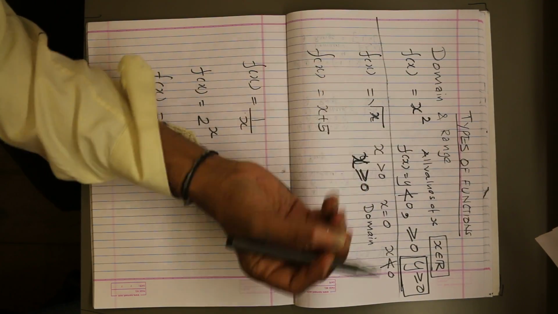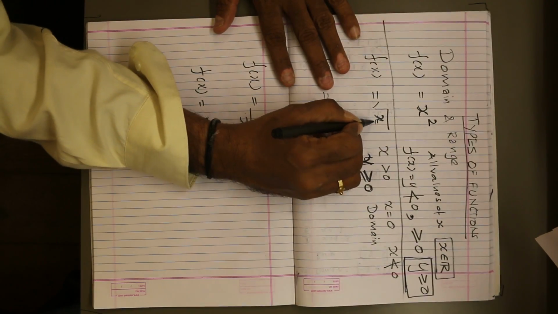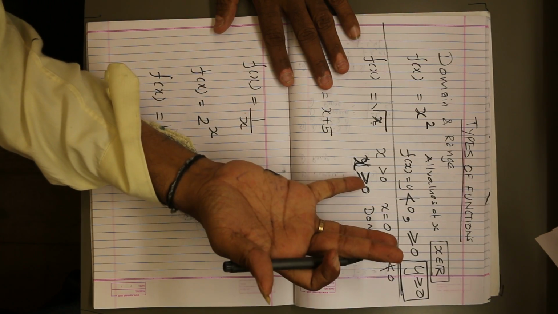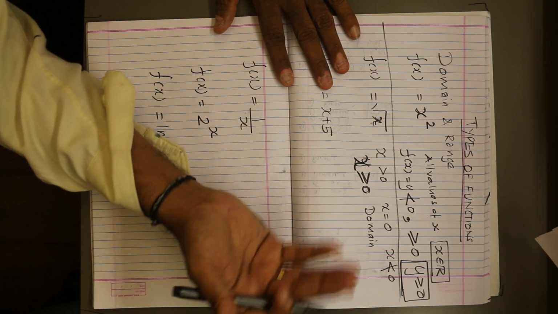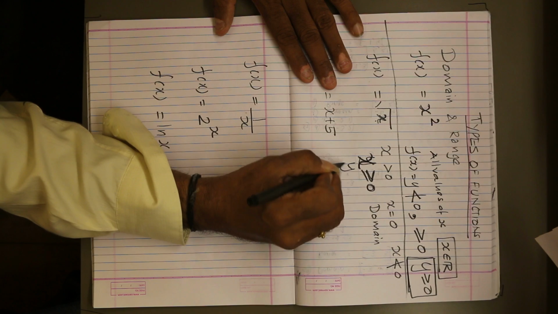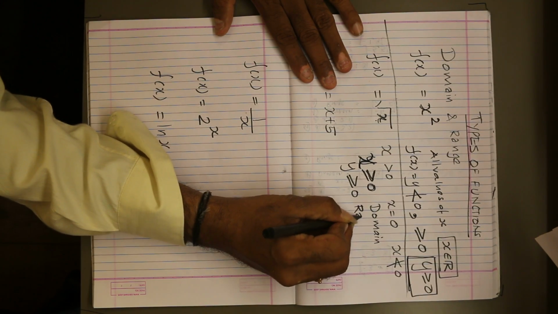I'm taking perfect square values, but you can take any values. All I'm saying is when x is 0, y is 0. When x is other than 0, which is greater than or equal to 0, like 2, 4, 9, any number you take, y will be positive. So we can say the range is y greater than or equal to 0.